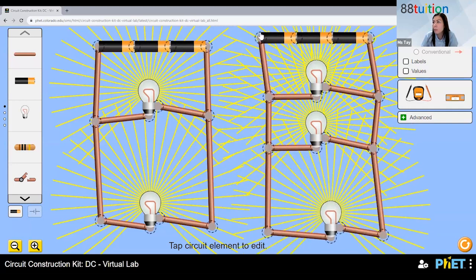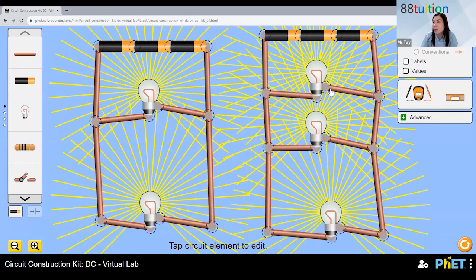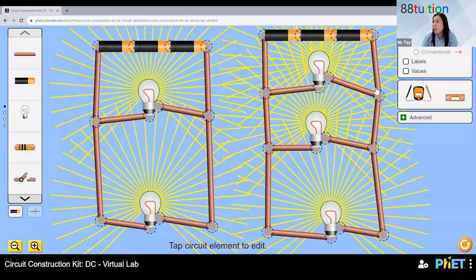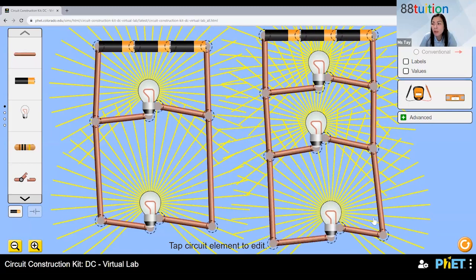Okay, electricity comes from the battery. What do you mean, why is it B? Okay, but why are they the same? Because they are arranged in parallel.